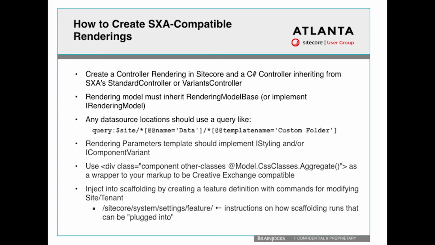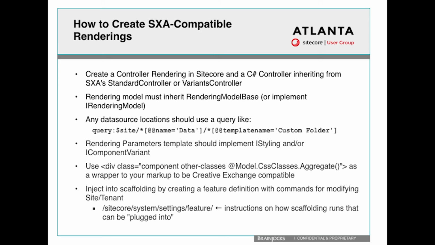So it kind of changes the way you define your renderings a little bit if they're controller renderings. But keep that in mind. Your rendering model should inherit this rendering model base, right? And that gives you access to this model.cssclasses.aggregate down here on your divs. And you always want to wrap every component in a wrapping div that does this class aggregation. And that will make you Creative Exchange compliant, right?